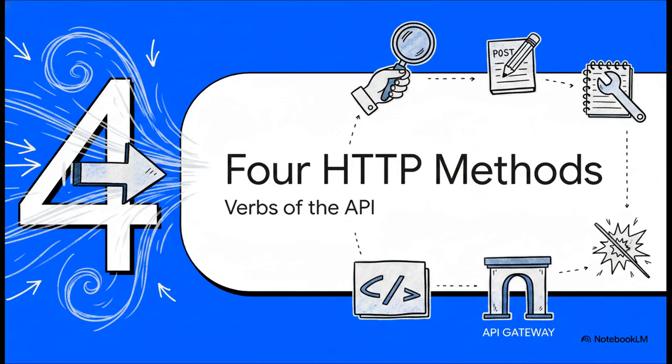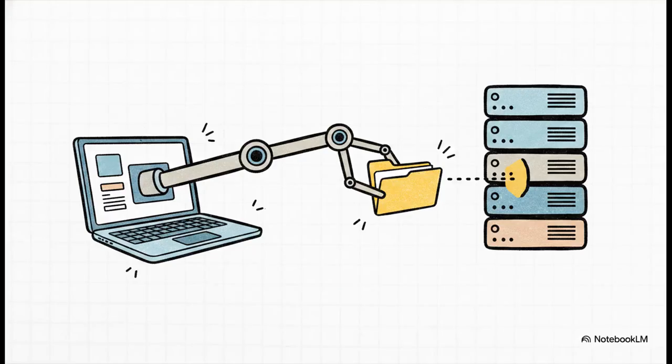All right, section 4. The 4 HTTP methods, verbs of the API. If the URL is the noun pointing to the thing we want, these HTTP methods are the verbs. Get is the absolute simplest action. It does exactly what it sounds like. Clients use it just to access and fetch resources from a specific URL. Because you're only reading data, GET requests are the ones that can be heavily cached.